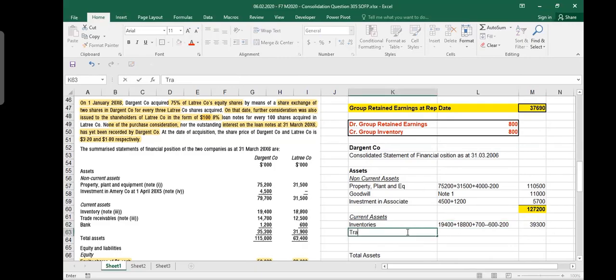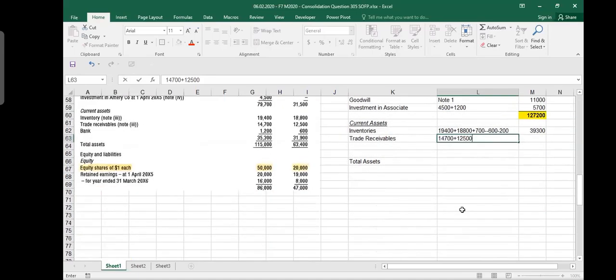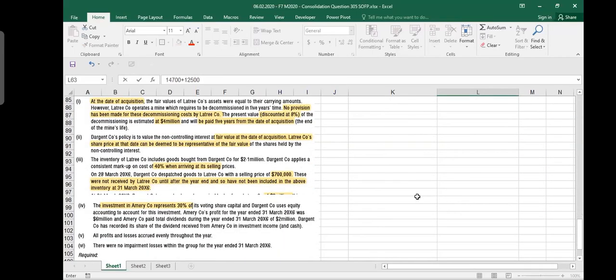Then you have got trade receivables. Within trade receivables, parent receivables are 14,700 plus subsidiary receivables are 12,500. And if there is any intra-group receivable, that should be subtracted. So do we have intra-group receivable? I think yes, we do. There was something given. It said that there was some adjustment here. I remember I saw it.